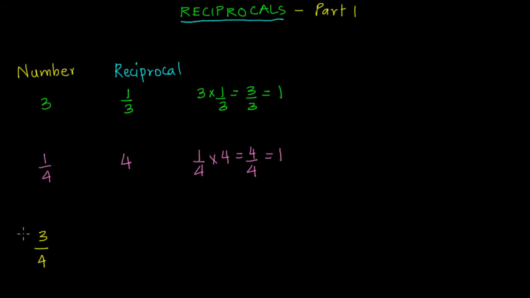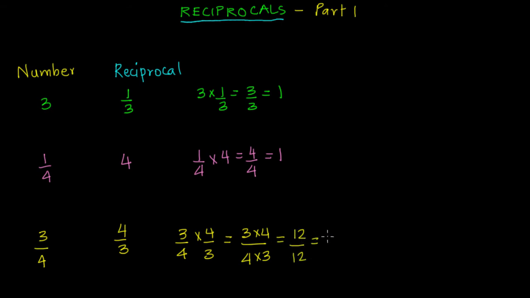What if you're given 3/4? The reciprocal of 3/4 is 4/3, because 3/4 times 4/3 equals, you multiply the numerators, you multiply the denominators, and 3 times 4 is the same as 4 times 3. In this case it's 12, so you have 12 over 12, and that is equal to 1 again.